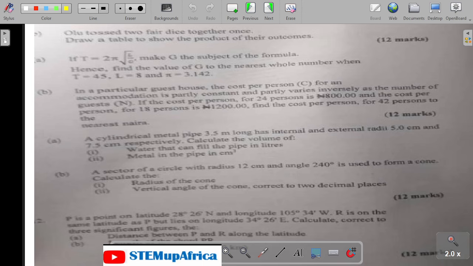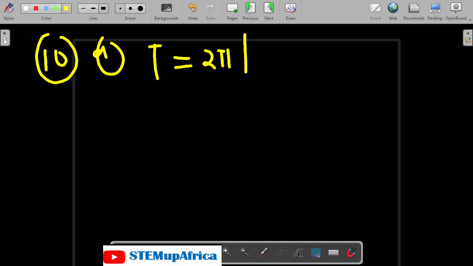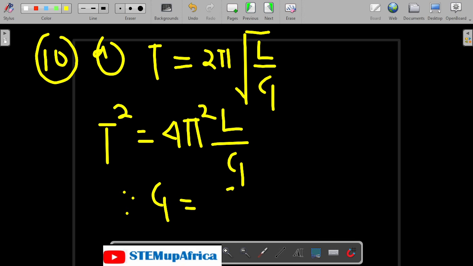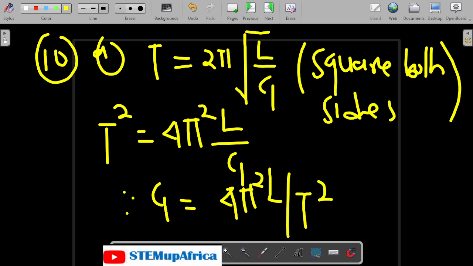10A says T equals 2 pi root L over G. Make G the subject of the formula. So for 10A, we have T equals 2 pi root L over G. If I need G, I will square both sides. So if I square both sides, I'm going to have T squared equals 4 pi squared L over G. Therefore, my G is simply 4 pi squared L over T squared. So that's what we get.